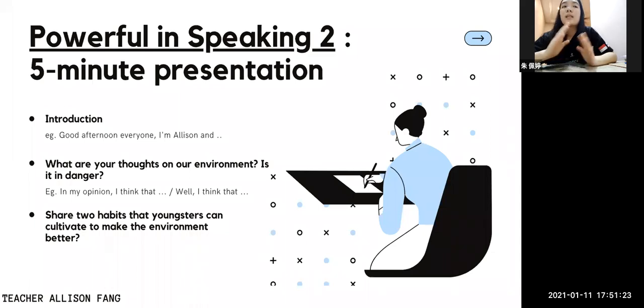Some youngsters can develop a habit of riding bicycles to work or school to reduce air pollution. Secondly, they also can plant more trees around their home to increase the amount of oxygen in the air. That's all for me. Thank you.